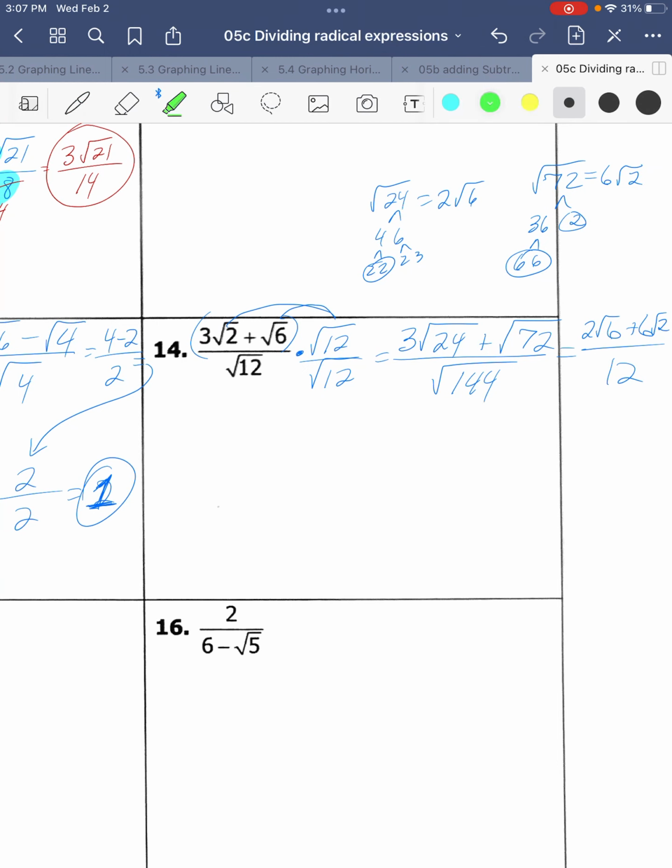Then we're going to take a look at our coefficients now. So 2, 6, and 12. Can we divide them all by the same number? And we can. We can divide them all by 2.